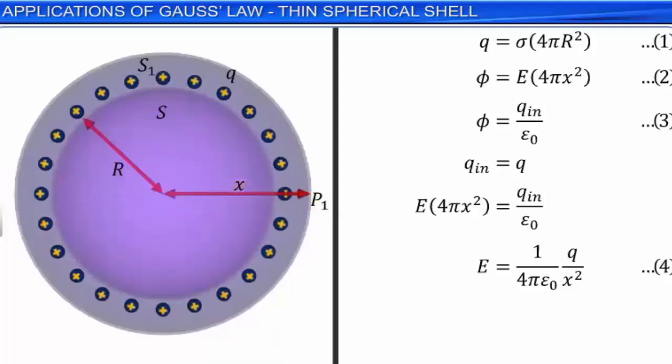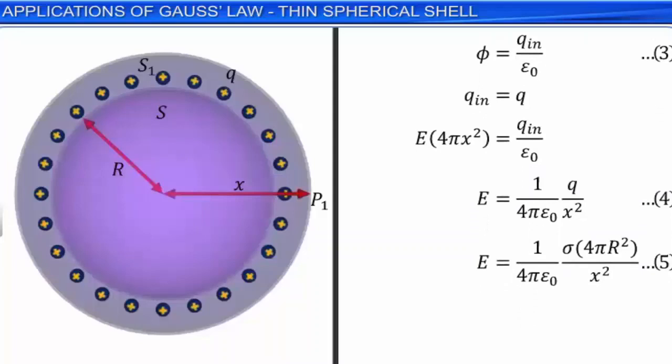By substituting equation 1 in equation 4, we can express the electric field strength E in terms of the surface charge density, sigma, as shown in equation 5. The electric field strength E can be expressed in vector form as E is equal to 1 by 4 pi epsilon naught q by x square into x cap, where x cap is the unit vector along the radius vector and directed away from the charged spherical shell.